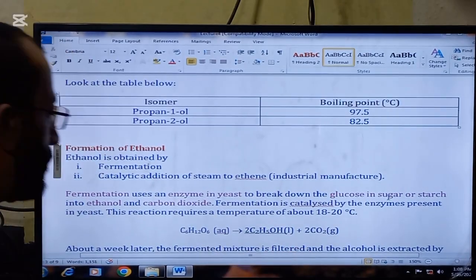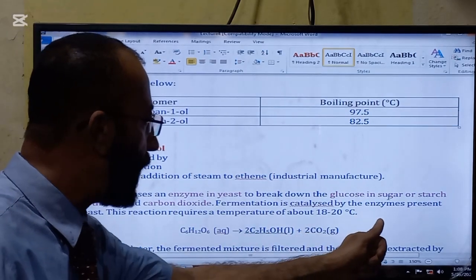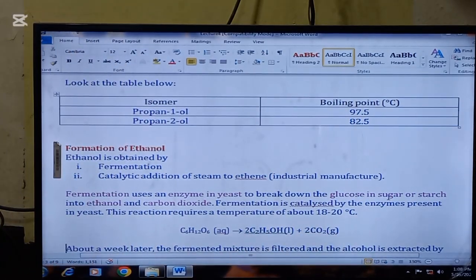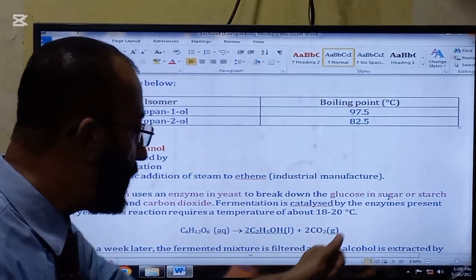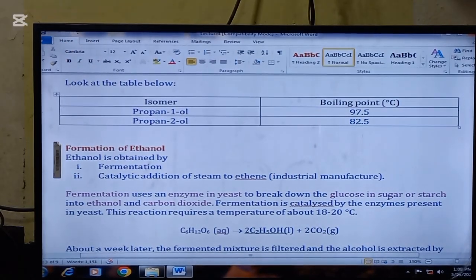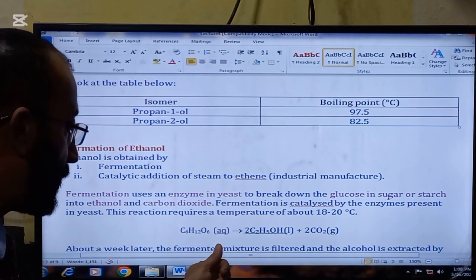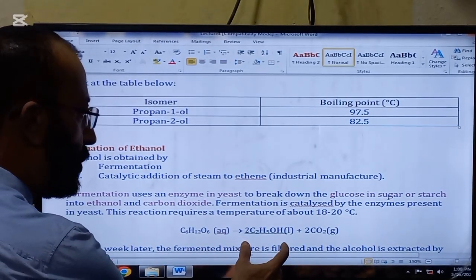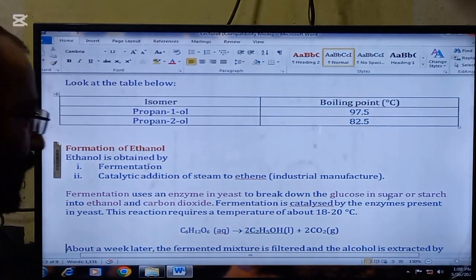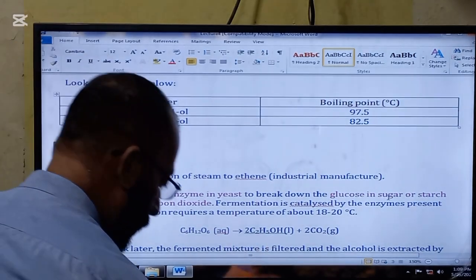Here is the equation. Fermentation is catalyzed by the enzymes present in yeast. This reaction requires a temperature of about 18 to 20 degrees C. The equation is here. C6H12O6 in aqueous form, when it is fermented, is converted into alcohol and carbon dioxide. This is ethanol.